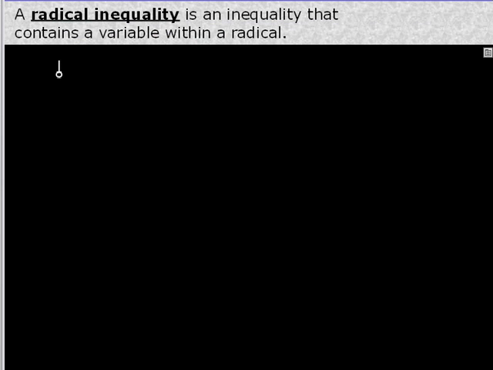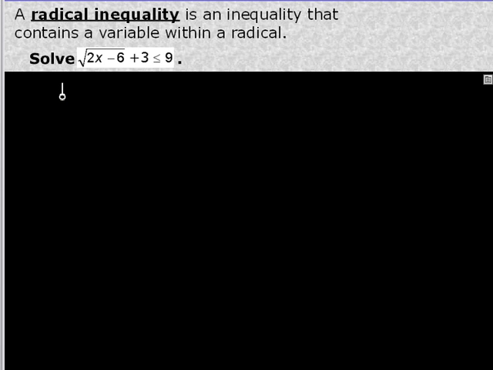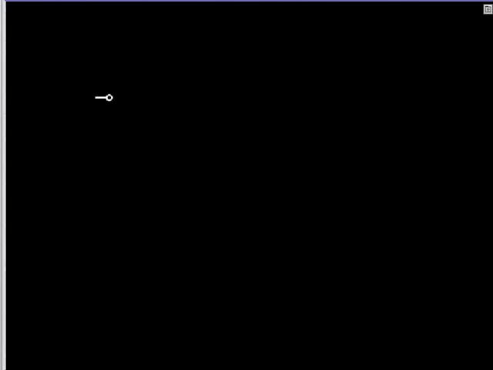All right, a radical inequality is an inequality that contains a variable with a radical. You probably already figured that out. So we're going to solve it like a radical equation, and then we've got an extra step. When we're dealing with even radical indexes, like a square root, we can't have whatever's underneath the radical be negative. So we have to add a step after we solve it to make sure that we don't get negative values under here. So let's start by solving as if it were equals.